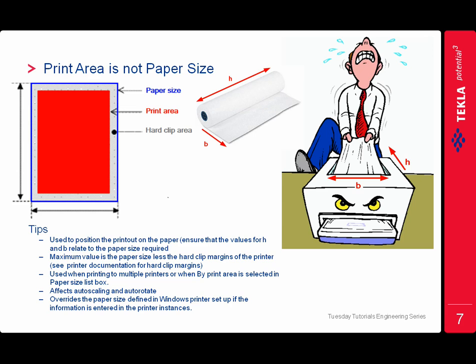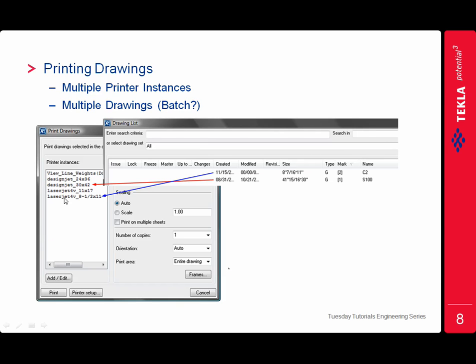Print area is also used by Tekla Structures when you're printing to multiple printers, or if you select the by print area in that paper list box. Note that it affects auto scaling and auto rotate, so if you have a print area set, then those values control how it auto scales and auto rotates or orients the sheet. It overrides the paper size that's defined by the printer setup in Windows. The print area, when it's set in a printer instance, overrides the paper size that's listed by Windows.